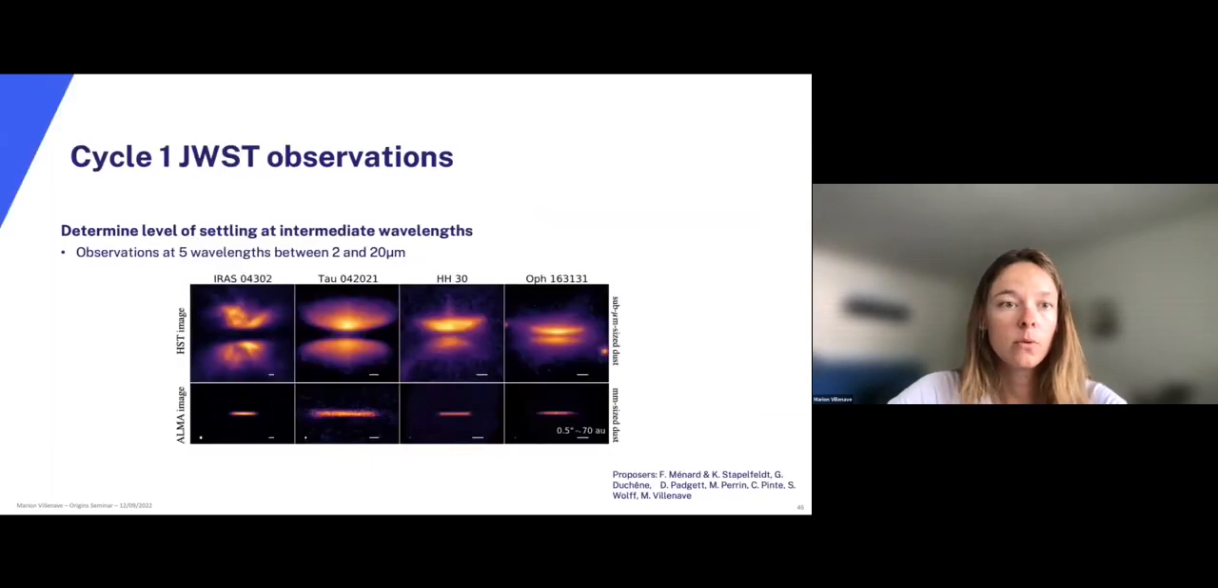And more observations of this kind of disk would be interesting in testing this idea. And finally, before concluding, I would like to mention that we have a cycle 1 JWST program for observations of edge-on disks. The idea is to observe these 4 disks at 5 different wavelengths between 2 and 20 millimeters, and to try to determine the level of settling at these intermediate wavelengths, so intermediate grain sizes. And the program should be executed between January and March in the coming year.